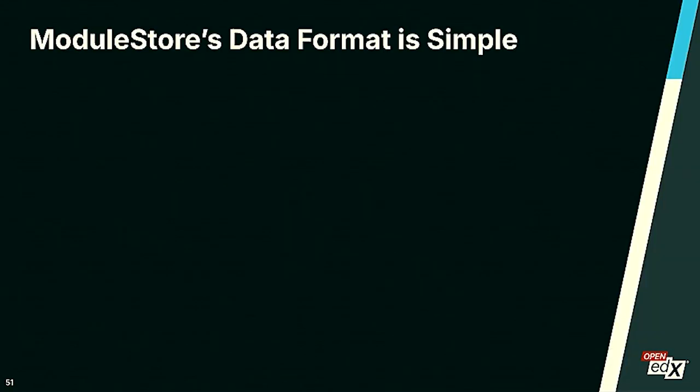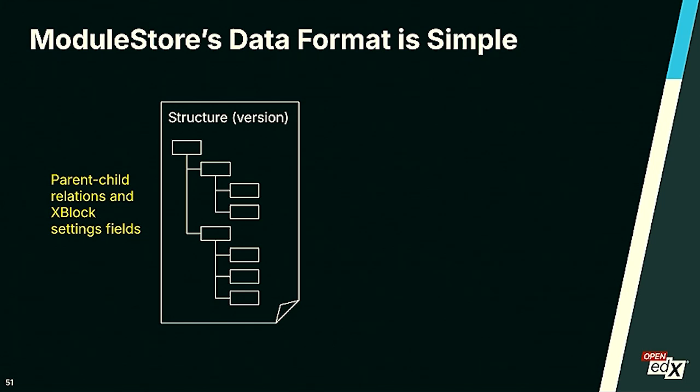On the other hand, ModuleStore's data format is actually really simple. It's not pretty, it's not performant, but it's really simple. Because ModuleStore has the structure doc, the giant structure doc, that stores all parent-child relationships, sections to subsections to units, etc. It also stores XBlock settings scoped fields. For those of you who don't know what those are, those might be things like the title, the due date.